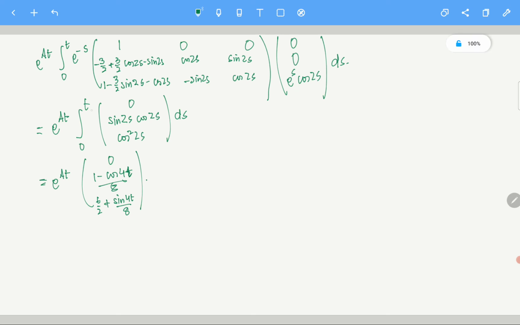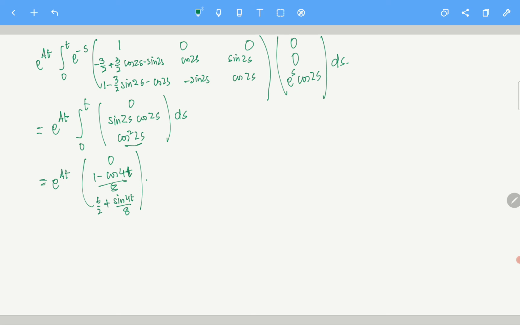What am I doing? I am just integrating every term one by one. This integral is 0, this is half sine 4s, which when you calculate between 0 and t is 1 minus cosine 4t by 8. Similarly this term, you can write it as half times 2 cosine square 2s, which is in terms of sine 4s and cosine 4s. So when you calculate between 0 and t, it is t by 2 plus sine 4t by 8. I think this is fine.